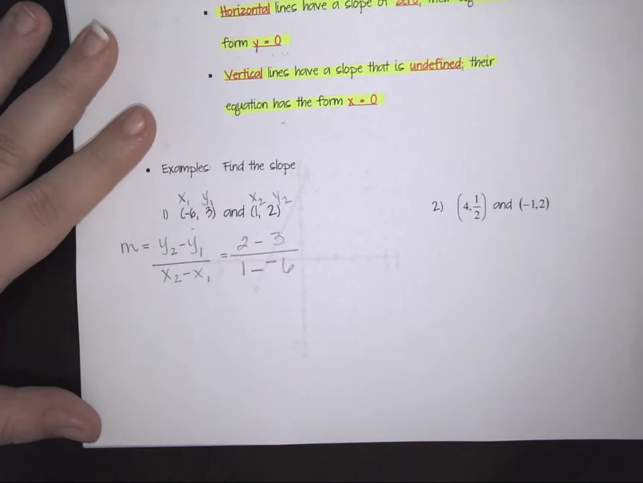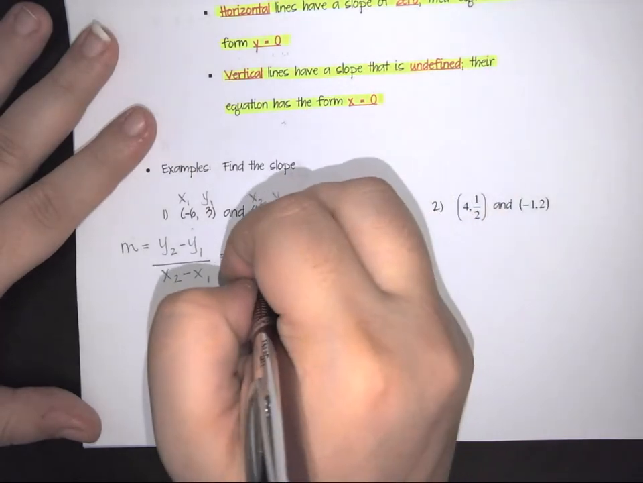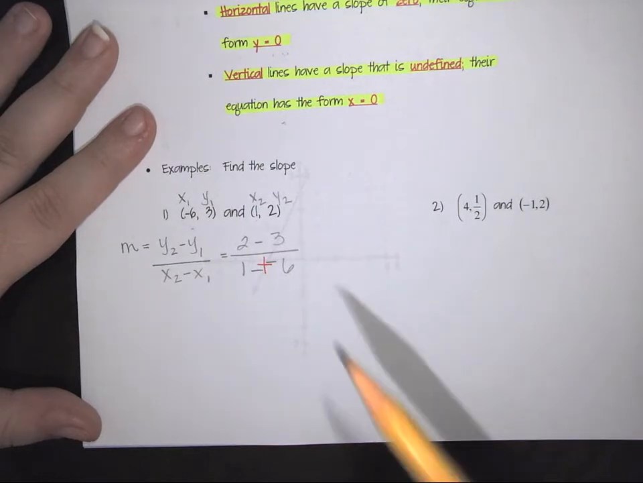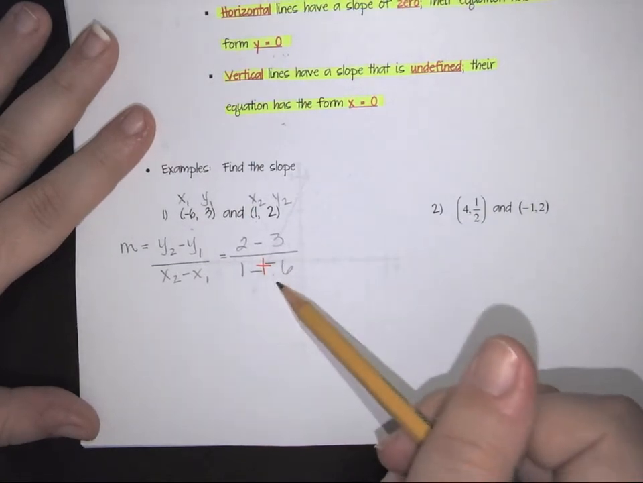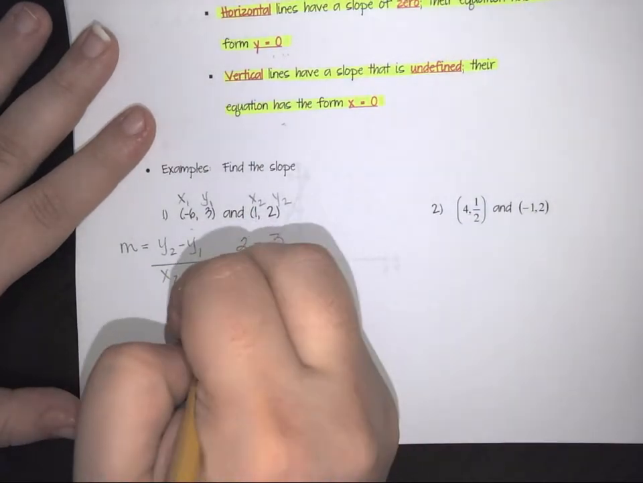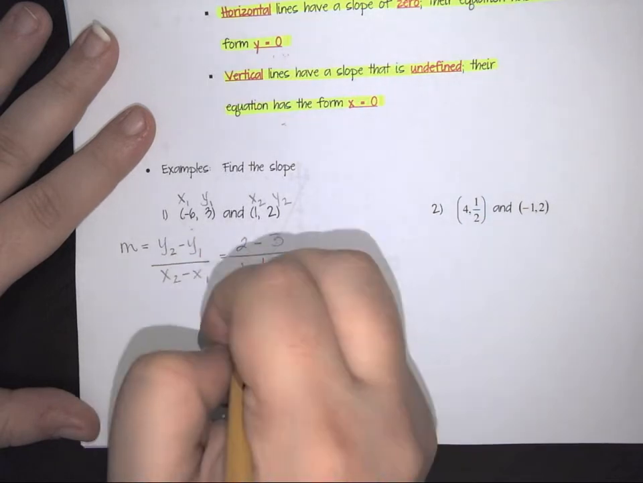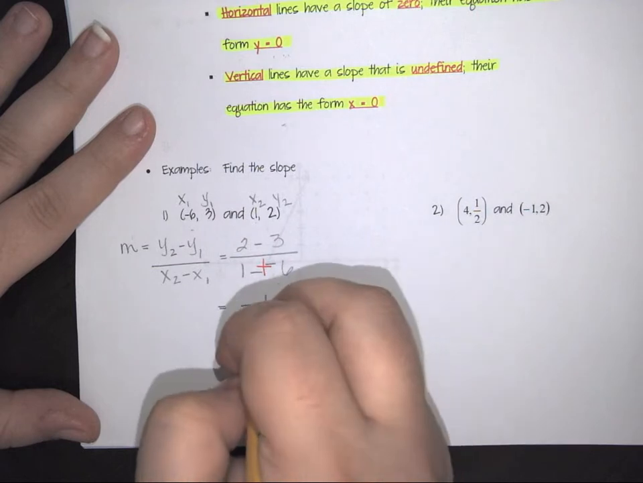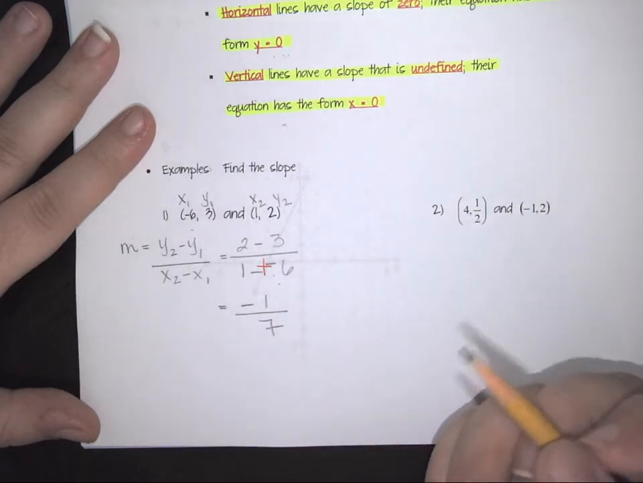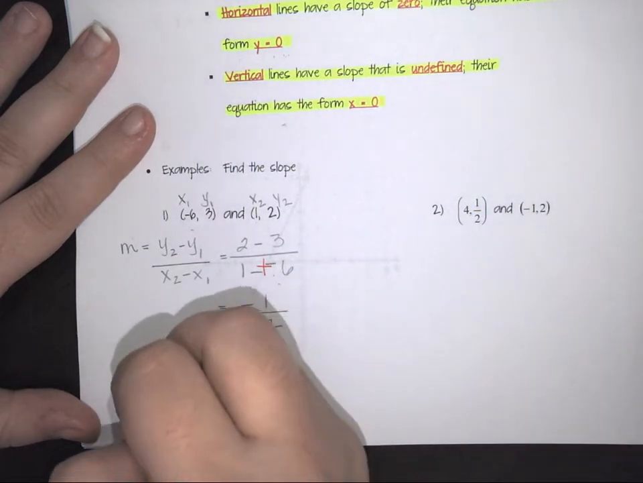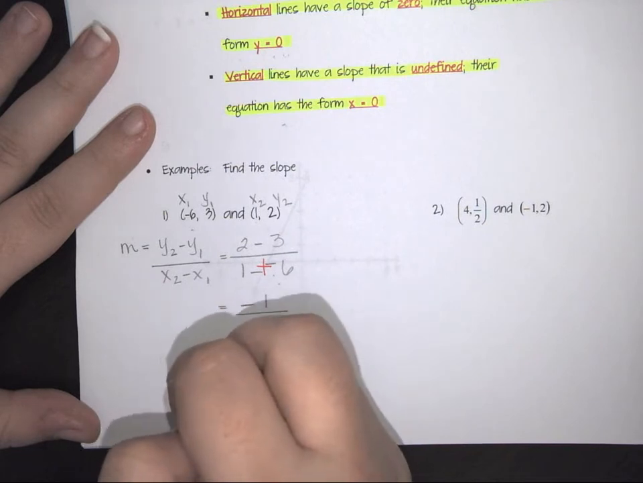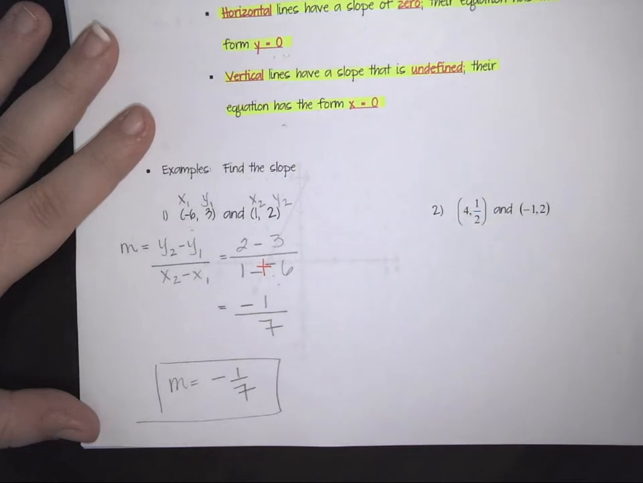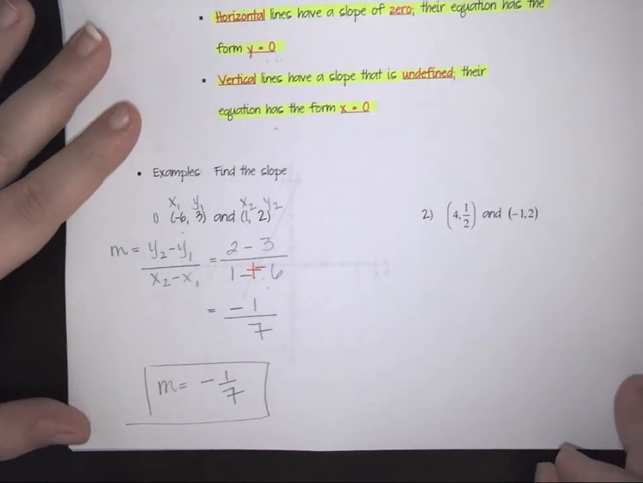Now, what do we know? We know that minus a negative is the same as positive. So I can get rid of my negative sign and change it to a positive. So this here is going to give you 2 minus 3, which is a -1. 1 plus 6 is 7. So therefore my slope, so m, is -1/7. And this is the answer we're looking for.